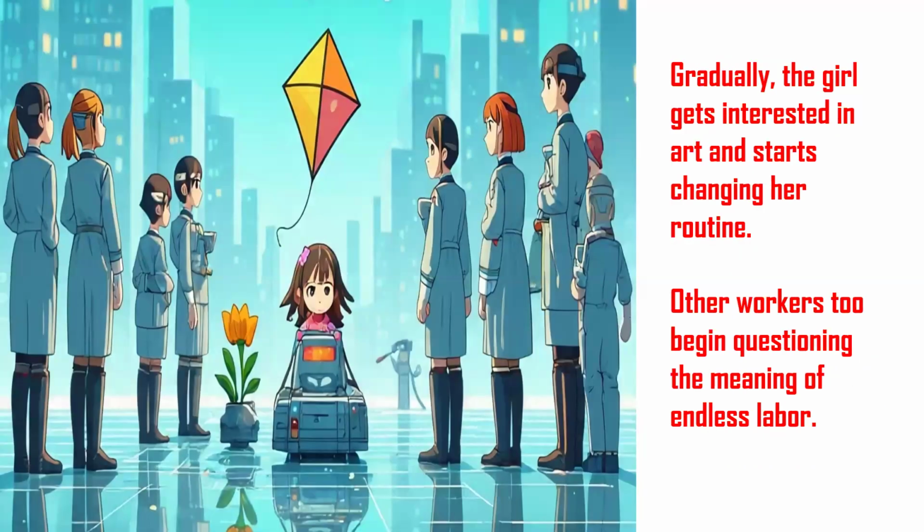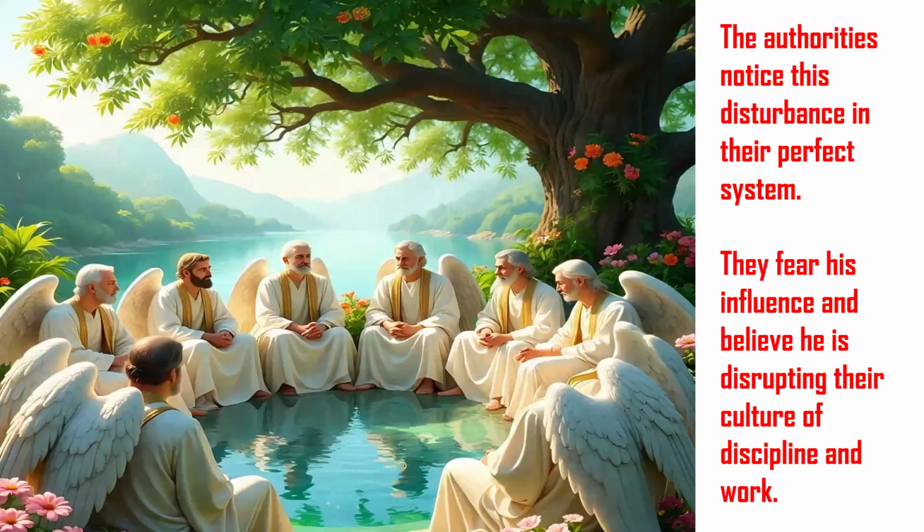Gradually, the girl gets interested in art and starts changing her routine. Other workers too begin questioning the meaning of endless labor. So this means there was a great impact of this person on all the people there. They started questioning their hard work. And thus, the authorities noticed this disturbance in their perfect system. They fear his influence and believe he is disrupting their culture of discipline and work.